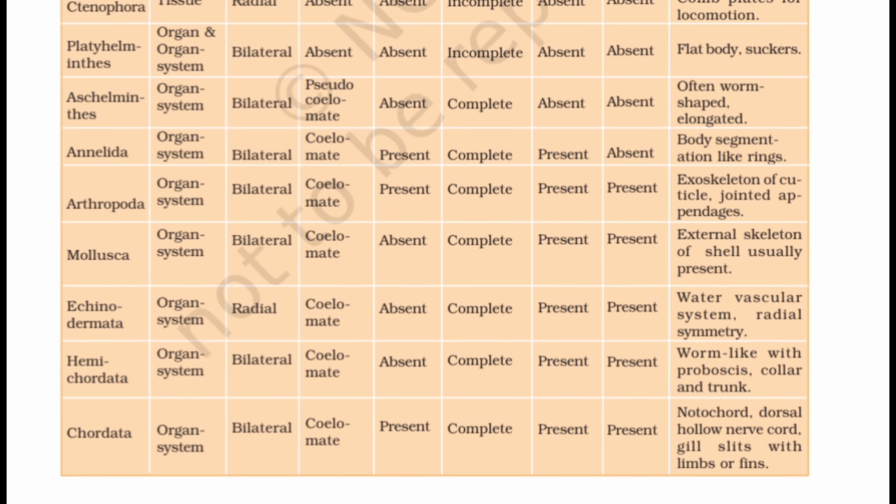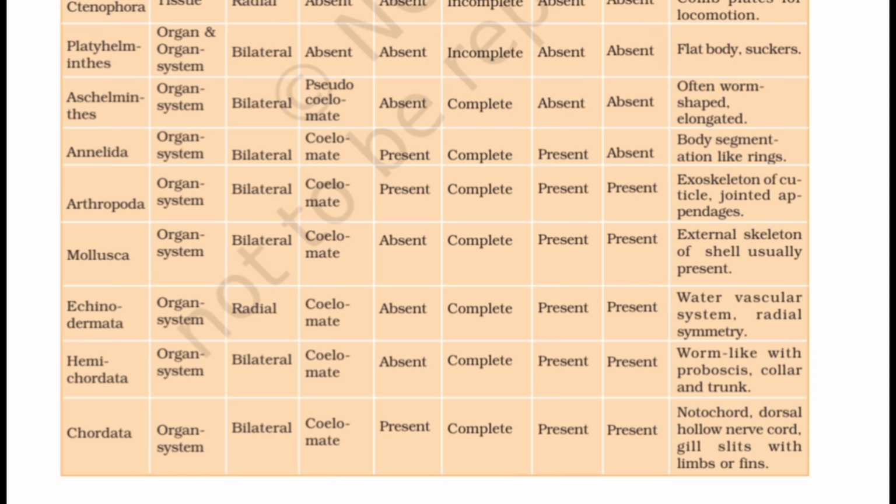The next comes the phylum Hemichordata, which has organ system level of body organization, bilateral symmetry, coelomate animals, and absence of segmentation, complete digestive system, presence of both circulatory and respiratory system, and they have the distinctive feature worm-like with proboscis, collar and trunk.